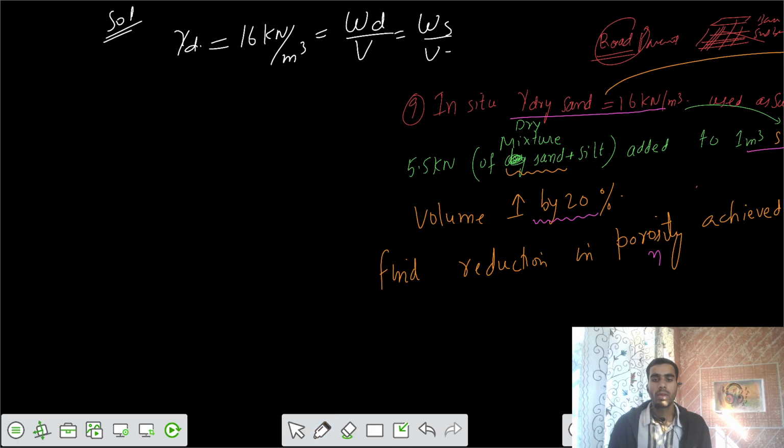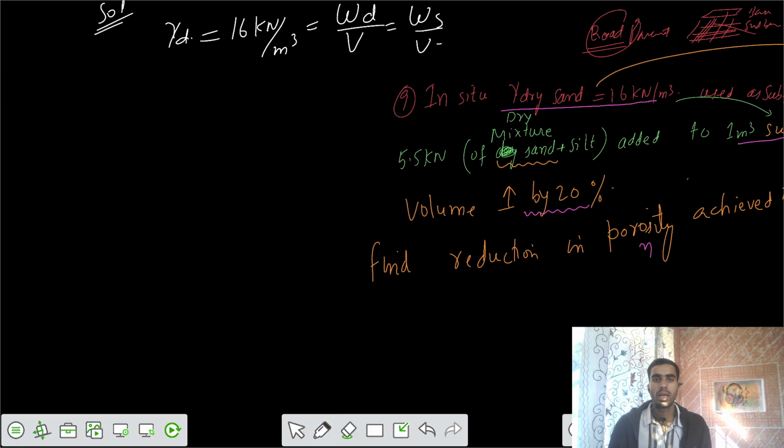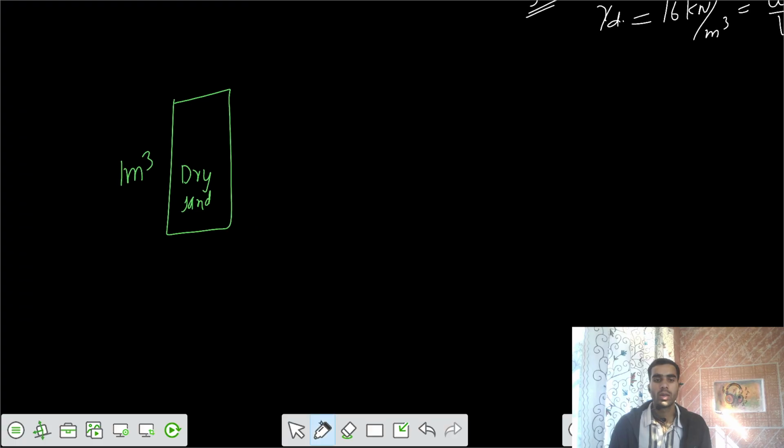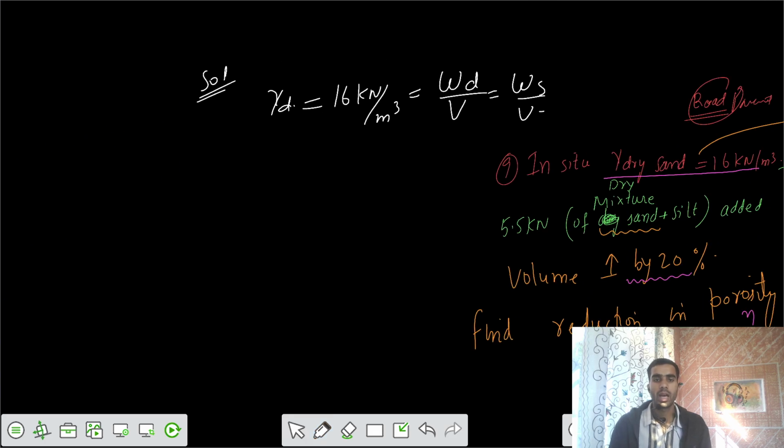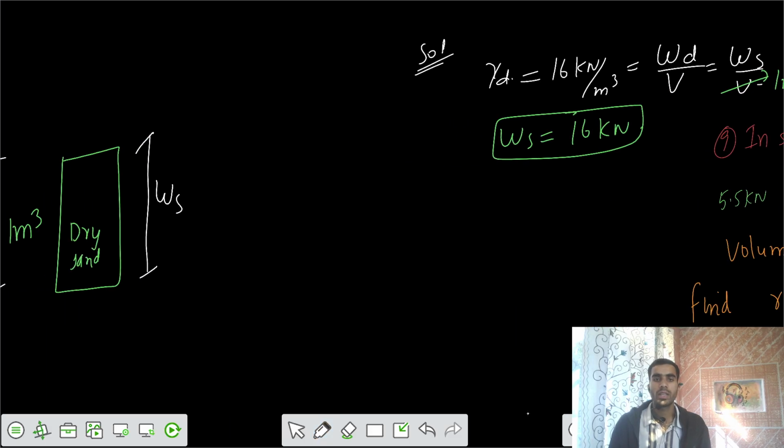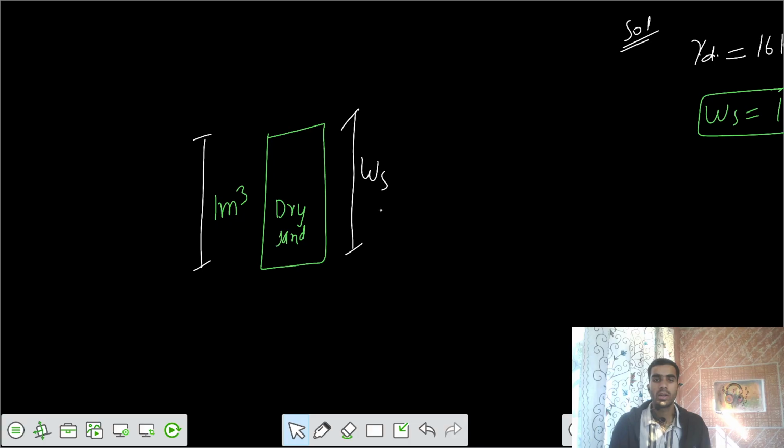Now, if the total volume is actually 1 meter cube, can you tell me what is the weight of solids for 1 meter cube based on the gamma? Is that 16 kilonewton? So your weight of solids initially is equal to 16 kilonewton. So this is case 1.